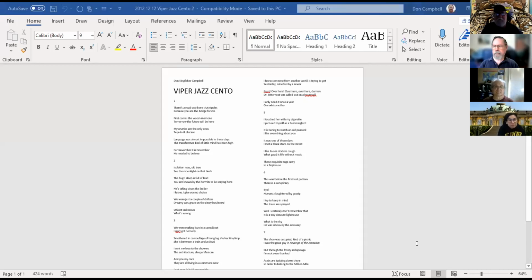This is the first one, and it's called Viper Jazz Cento because I used lines only from his book Viper Jazz, which is my favorite book of James Tate's poetry. And what I did here, I'm going to make it a little bigger in a minute. But my technique was to use only first lines of poems. So this cento is only first lines from his poems in the order that they appear in the book.